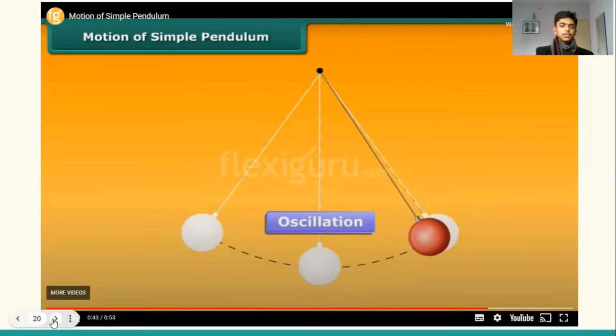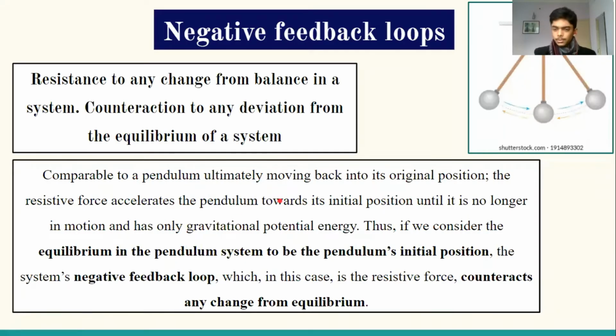Well, I'll show you. Now I would like to introduce the concept of negative feedback loops. All right, now let's look at the definition first. Resistance to any change from balance in a system, the counteraction of any deviation from the equilibrium of a system, these two mean the same thing. Now this is exactly what had happened in the pendulum example that I had used. So basically the pendulum system is resisting any change that I give to it.